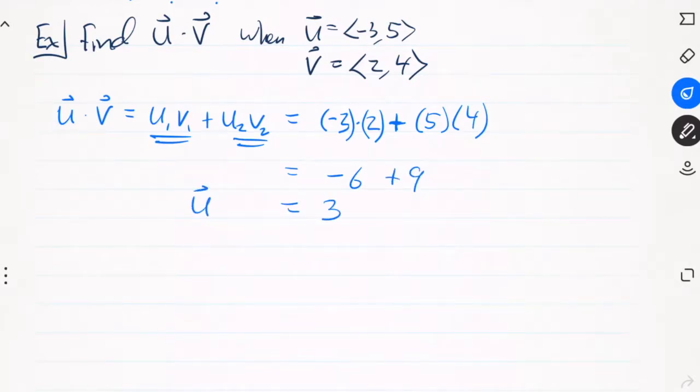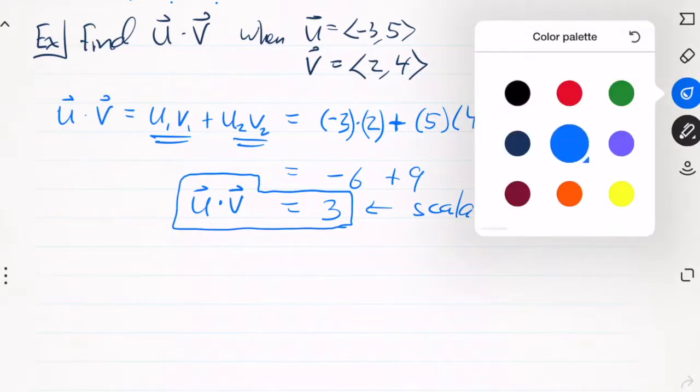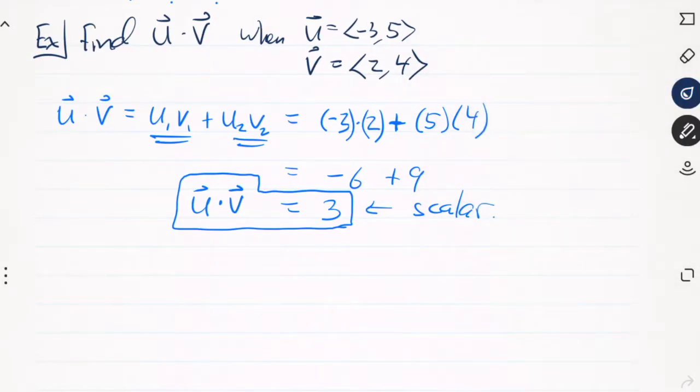So u dot v, when you find a dot product, it becomes a scalar. So before, when we added two vectors together, we got a vector. And if we subtracted two vectors, we got a vector. And if we scalar multiplied a vector, we got a vector. So here's a case where we're doing an operation on two vectors, but we're ending up with just a number, a scalar value.